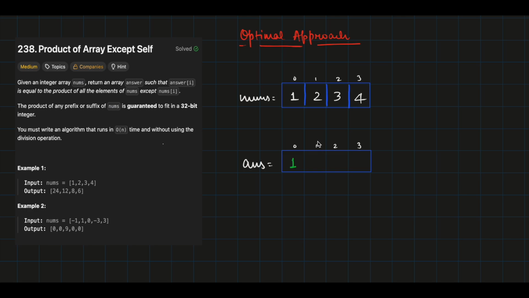So what we will do is answer of I minus 1 multiplied by nums of I minus 1, that is this. So we will multiply these two values. So 1 into 1 here will be 1.